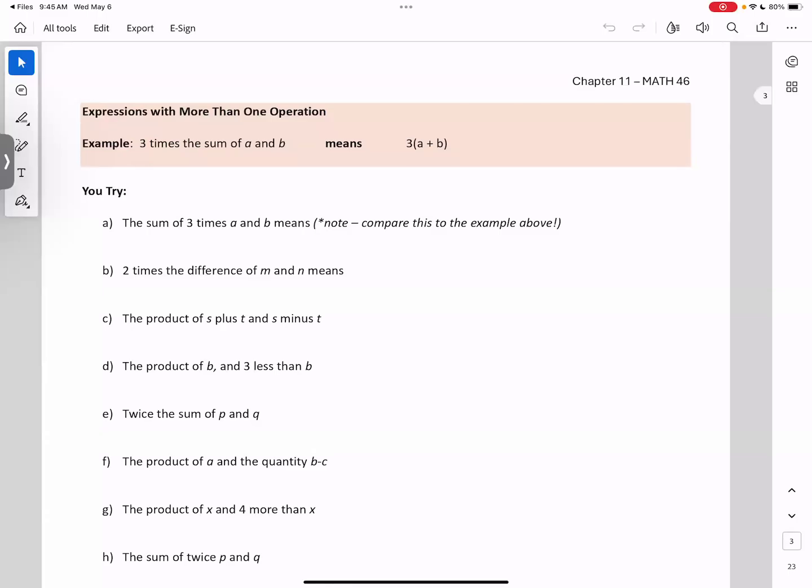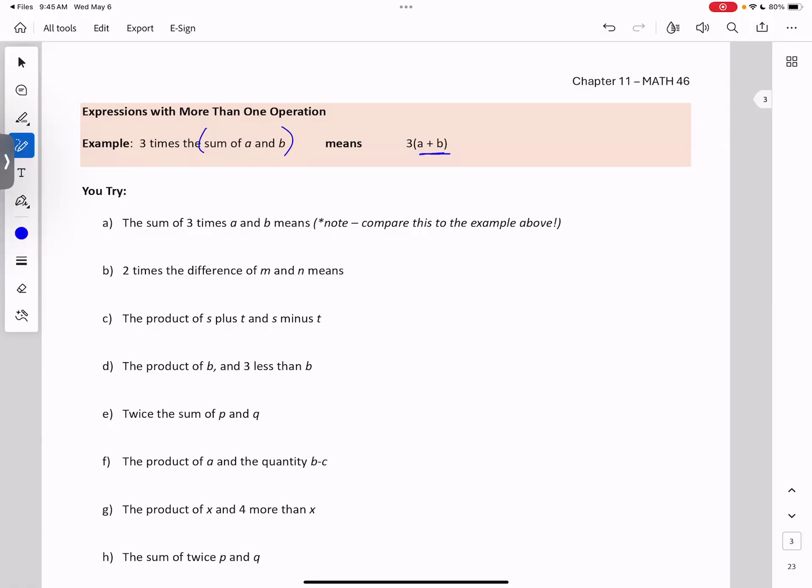For the last part of the section, we're going to work on converting words into math when we have more than one operation. So the example here is 3 times the sum of A and B. When you're doing these ones, just be careful on the order of what you're looking at. You could ask yourself, what am I doing 3 times? I'm doing 3 times the sum of A and B. So first we're going to do the sum of A and B. That gives us the A plus B here. And then we're doing 3 times it.